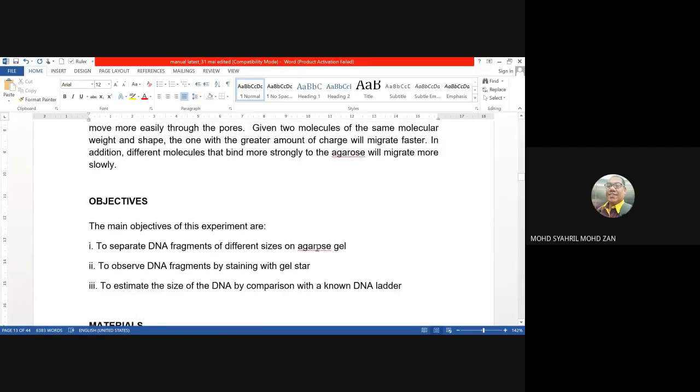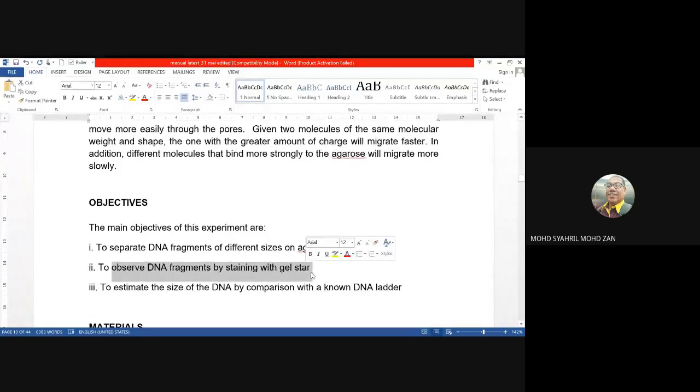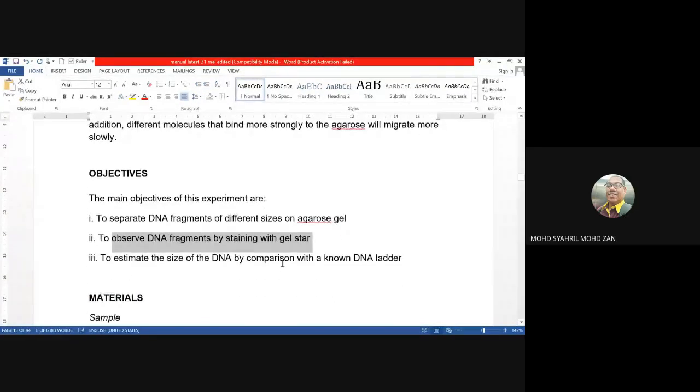So the main objective of this experiment is to separate DNA fragments of different sizes on the agarose gel. Okay, you have obtained DNA from earlier, so we will use the agarose gel to check whether we got it or not. And number two, to observe DNA fragments by staining with gel star. The last one, you can also estimate the size of DNA by comparison with known DNA ladders.